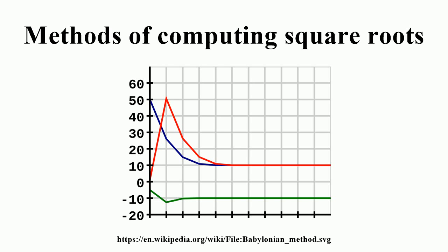The process of updating is iterated until desired accuracy is obtained. It proceeds as follows. Begin with an arbitrary positive starting value x0. Let x(n+1) be the average of xn and S/xn. Repeat step 2 until the desired accuracy is achieved. It can also be represented as a formula.